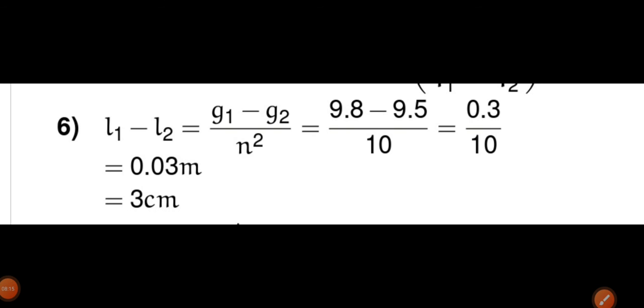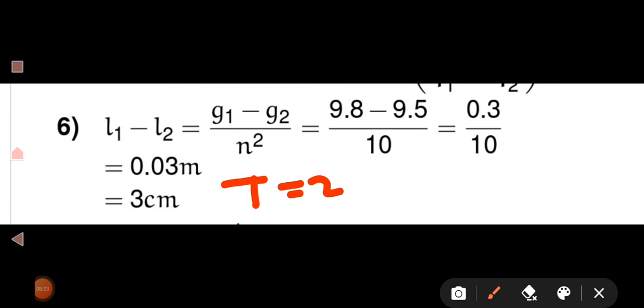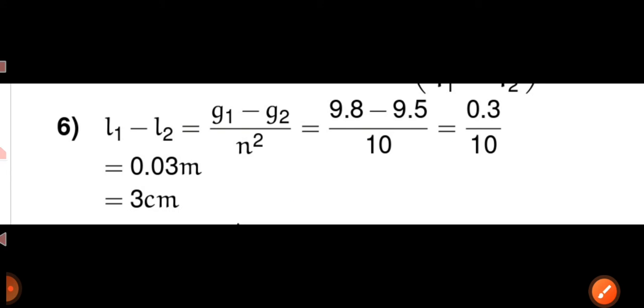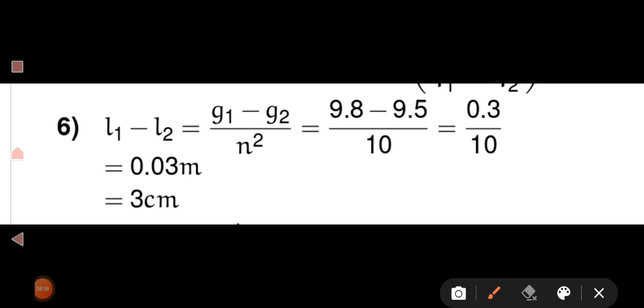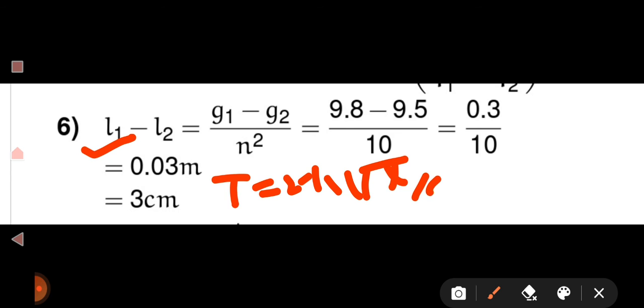Now, change in length. We know the basic formula, the period of a simple pendulum T is equal to 2 pi under root L upon g. Now if we are taking it in terms of the frequency, the reciprocal of period is nothing but the frequency. So here, if we are taking the frequency, then we can write that L1 minus L2 is equal to (g1 minus g2) upon n square. Now how does this come? You can understand that T is equal to 2 pi under root L upon g, and if I am taking the frequency, then n is equal to 1 upon T. So we have to take the reciprocal, so g upon L will come here, and then we have to take the square. In this way we have modified this formula.